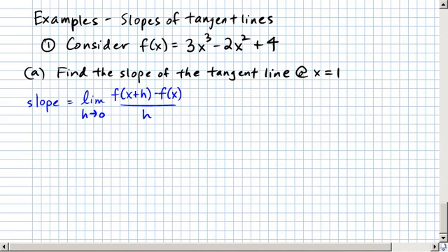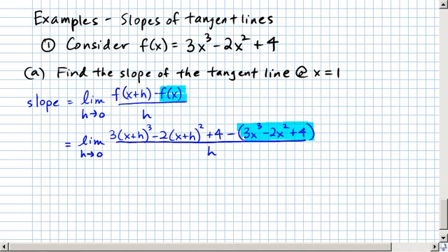Alright, so from the previous video, the slope of the tangent line is this limit expression. So first I have to substitute x plus h in everywhere where I see an x, and you get this nice big nasty expression. And replacing f of x with what it is, 3x cubed minus 2x plus 4, gives us this.